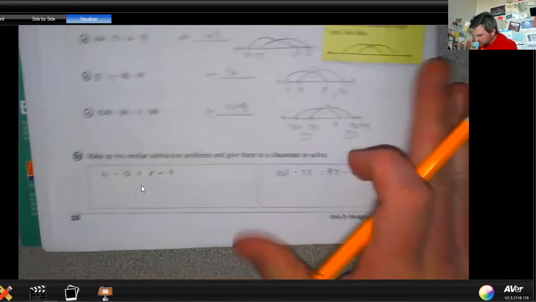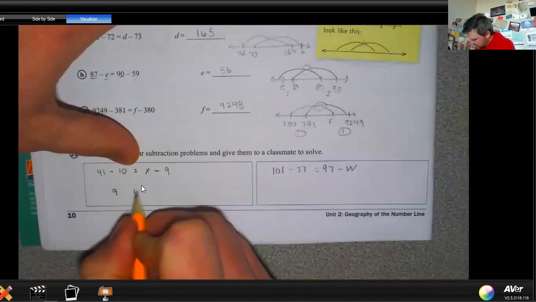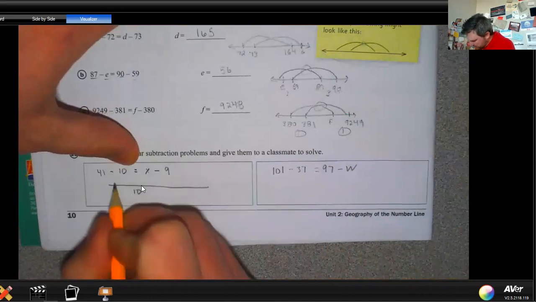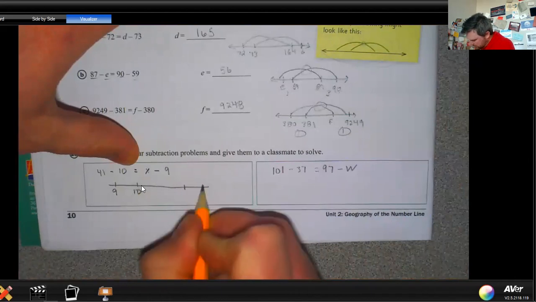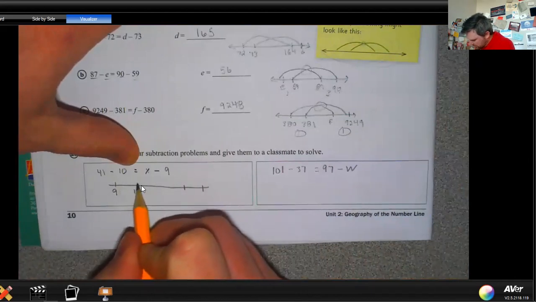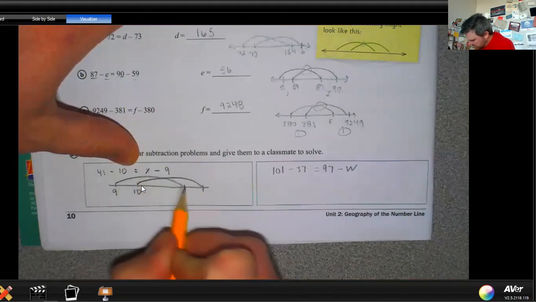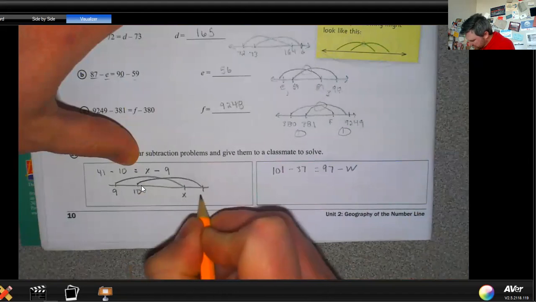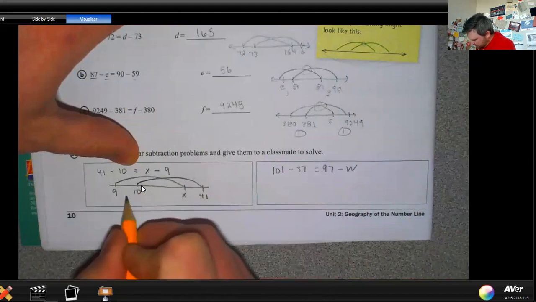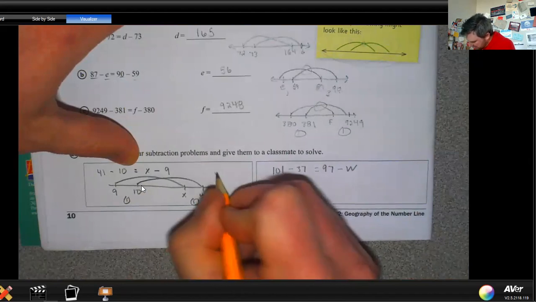All right, subtraction here. So you got 9, 10. Let's get our number line here. You got 2 here. So 10 will go to this one. 9 will go to this one. Here's x. Here's 41. So this has a difference of 1. This would have a difference of 1. So x in this case is 40.